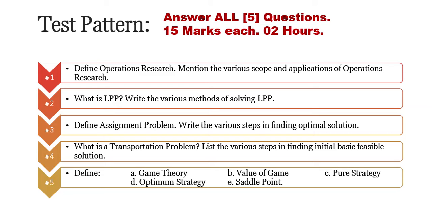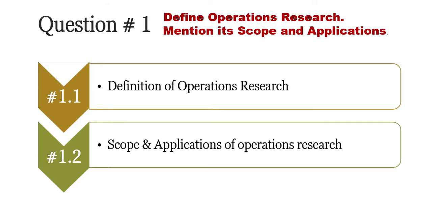And the last question, number five: define A, game theory, B, value of game, C, pure strategy, D, optimum strategy, and E, saddle point. So in this session today we are going to discuss question number 1 and its answers. Question number 1: define operation research and mention its scope and applications. This question consists of 2 parts. The first is the definition of operation research, and the second is the scope and application of operation research.